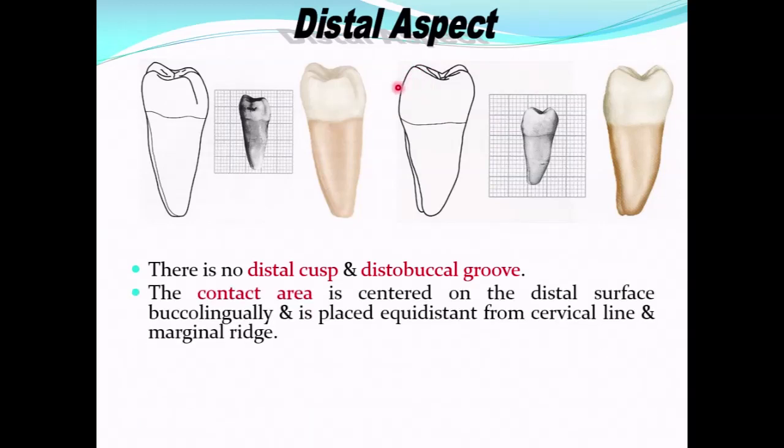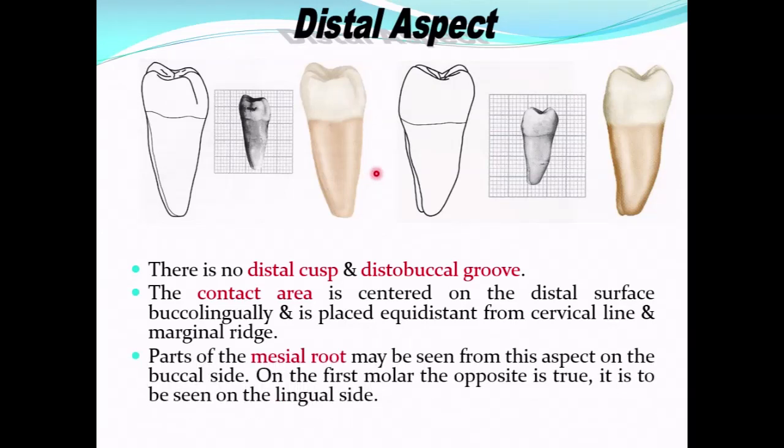The contact area. As you remember, I said that the contact area here is more buccally of the center, while here the contact area is here. The contact area is in the center buccolingually, and in the center occlusocervically, that is, from the cervical line to the marginal ridge. So it's exactly here, in the center of the distal aspect. While here, as you remember from the last lecture, it is found in the distal cusp.